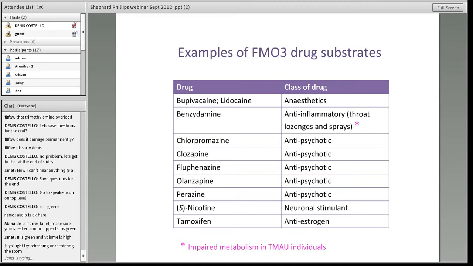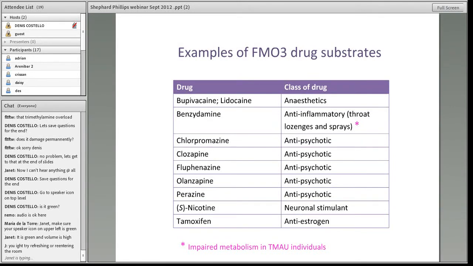So this is just a short table of examples of FMO3 drug substrates. And I've just chosen some whose names you might be familiar with. So lidocaine, which is an anesthetic, benzidamine. There are several antipsychotics, chlorpromazine, clozapine, fluphenazine, olanzapine, pyrazine, nicotine, and tamoxifen, the anti-estrogen. Now, one thing I don't want you to do is to worry about taking these drugs if you have an FMO3 genetic change, because the studies are limited, and as I'll show you in a minute, drug metabolism is a lot more complex than just one protein, one substrate.